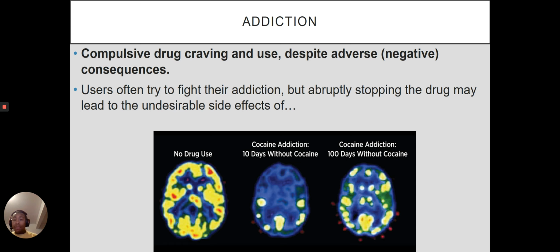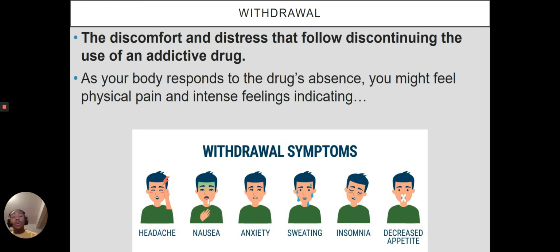It ultimately is a biological thing, and you'll see there's varying rates of addiction. Different drugs are more addictive than others. We also know, and I'll talk about this Friday or next Monday, genes have a factor, and social influences have a factor. There's a lot of different things that influence who becomes addicted and how addictive they are. But when you try to stop the drug, it leads to the undesirable side effects of withdrawal.